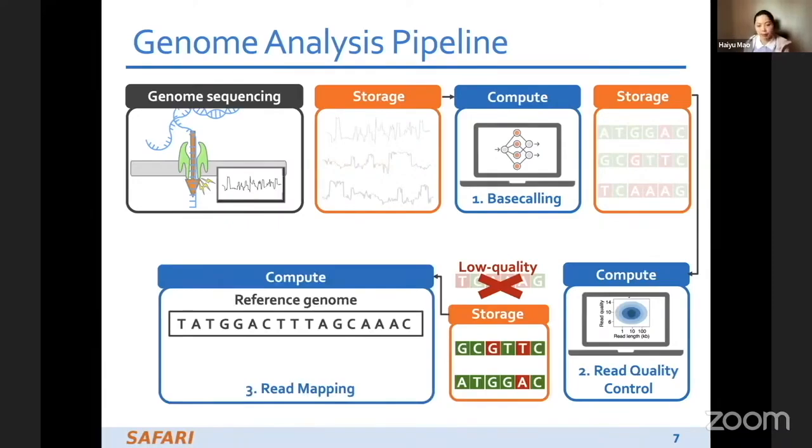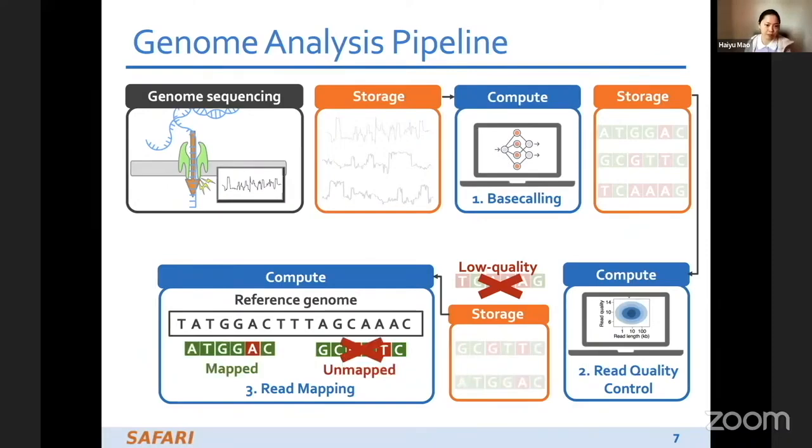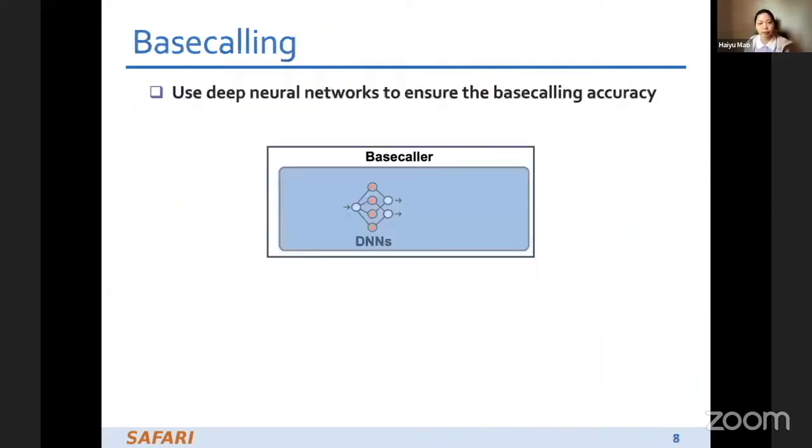In read mapping, we compare the reads to the reference genome. If the reads cannot be mapped to the reference genome, then we discard them. If the read can be mapped to the reference genome, then we store the mapping results. So I will go into more detail about these three key steps.